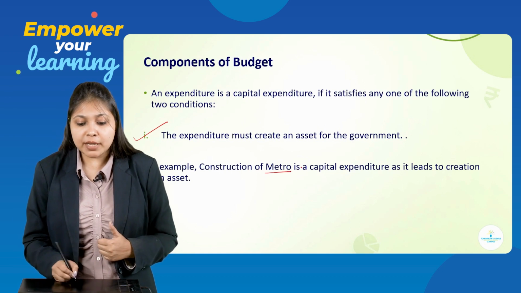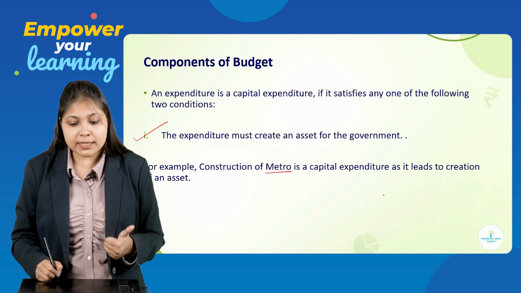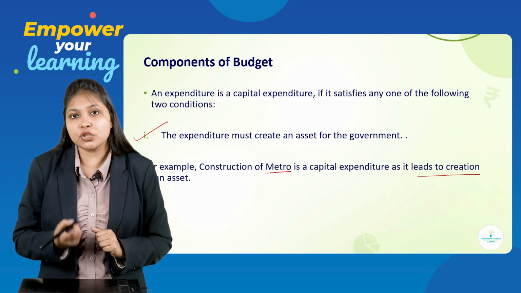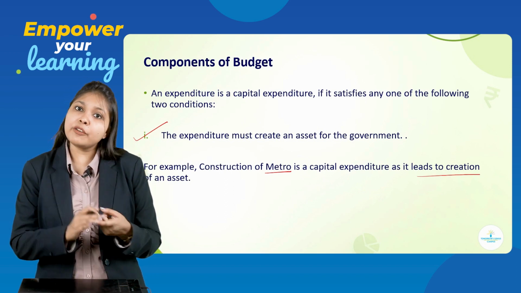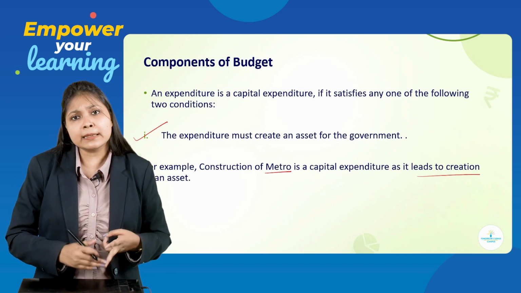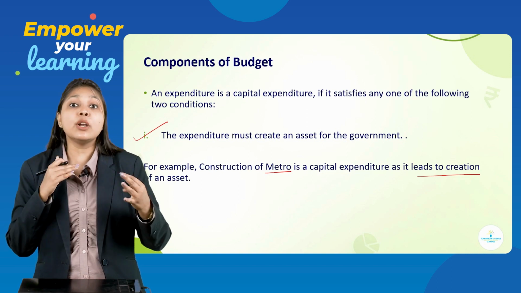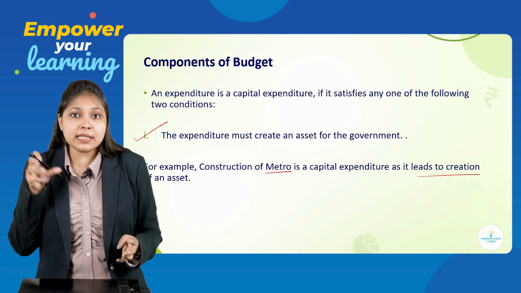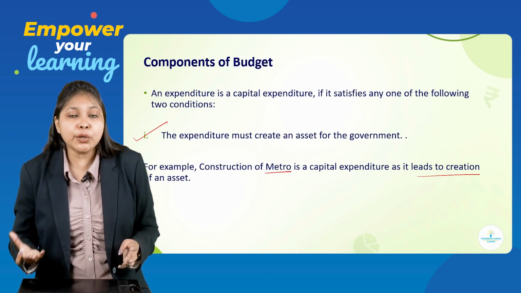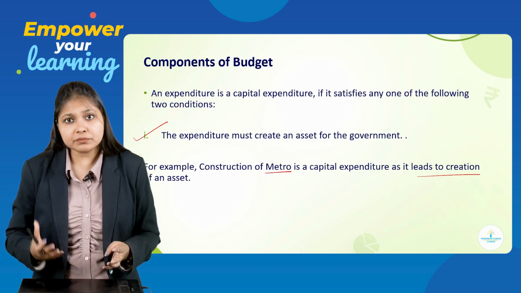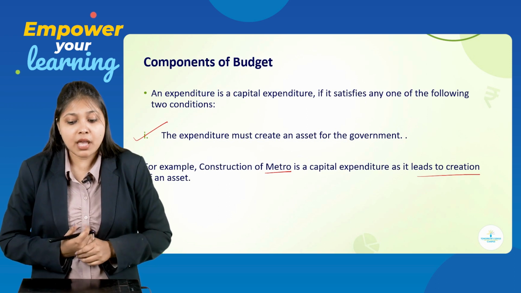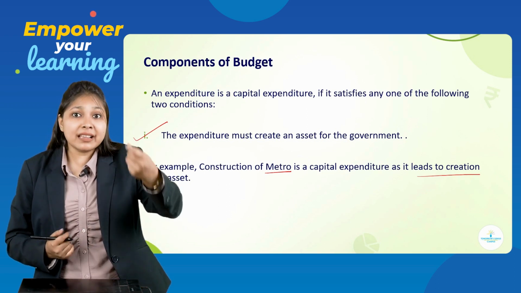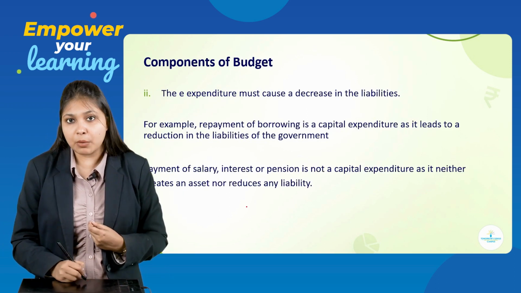Example, construction of a metro is a capital expenditure, as it will lead to the creation of an asset. Constructing metros, buildings, bridges, dams, all of these will be called capital expenditure, because these are expenses which are going to add on to the stocks of the economy, right? Add on to the capital stock of the economy. It is going to create an asset for the government.